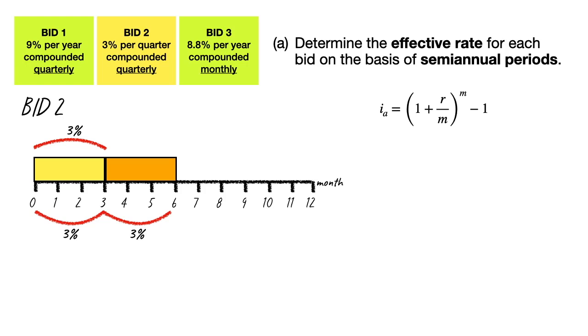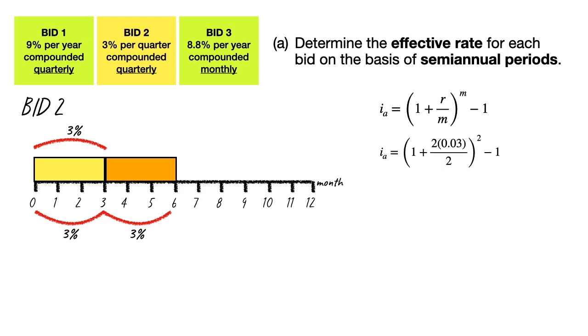And where do we get the 6% from? It is the 3% plus the 3%, or 2 times 3%. And the M would be how many times that block occurs. So you see that block occurs 2 times, so the M is 2.